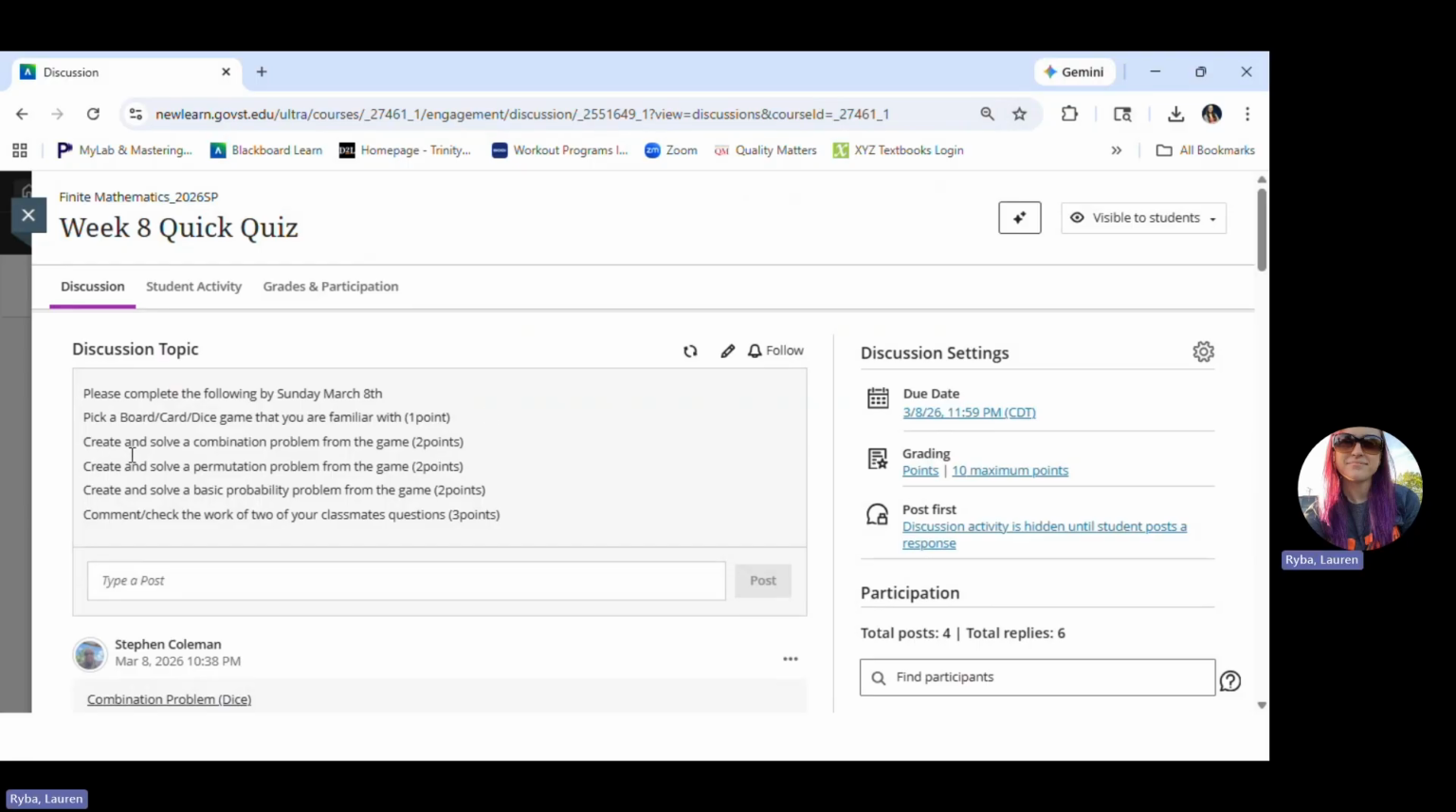You are going to create and solve a combination problem from your game. Create and solve a permutation problem from your game. Create and solve a basic probability from your game. Then, once you've done that part, you're going to go find 2 of your classmates' posts. So this is a discussion board, and you're going to check their work. Do you agree with their question being a combination question? Did they solve it correctly? Or do you think it needs to be done differently?